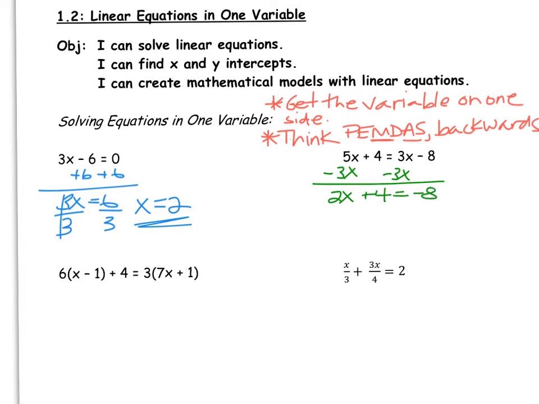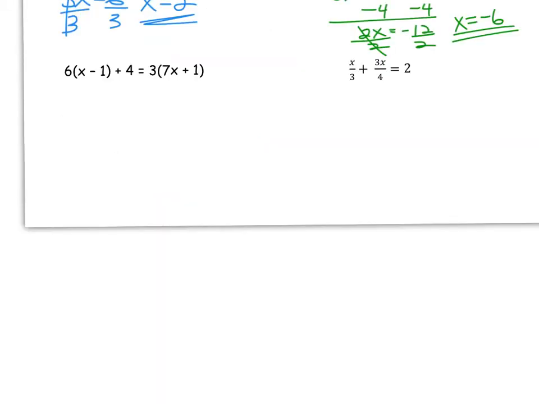And then just move things over like we did before. 2x plus 4, I'll move 4 over by subtracting. Negative 8 minus 4 is negative 12. To get x by itself, divide both sides by 2. Negative 12 divided by 2 is negative 6. And that's the solution to that equation. Those are probably the easiest types of equations to solve.